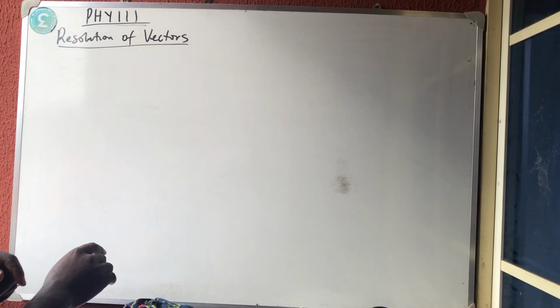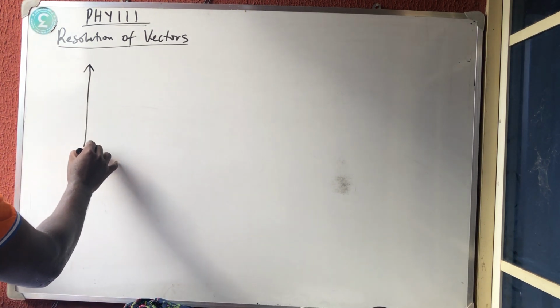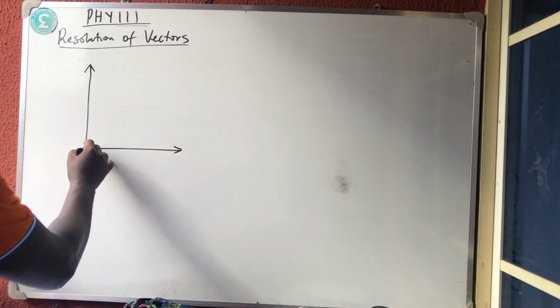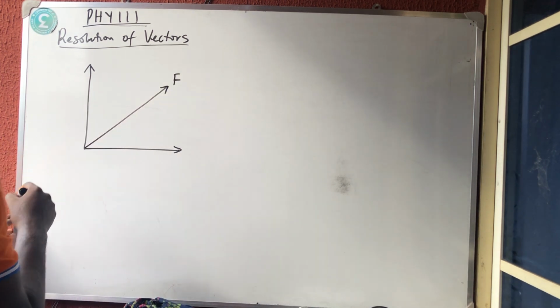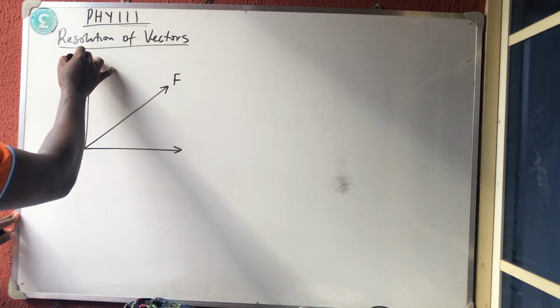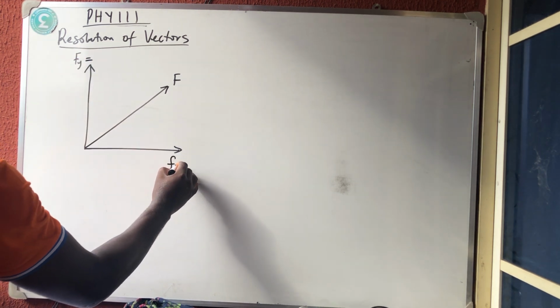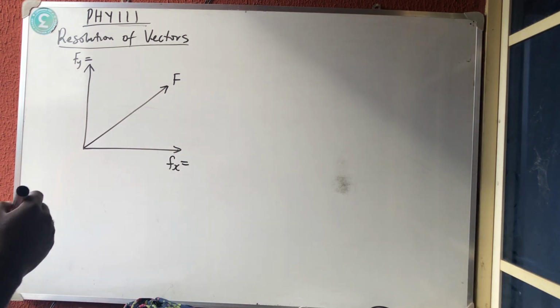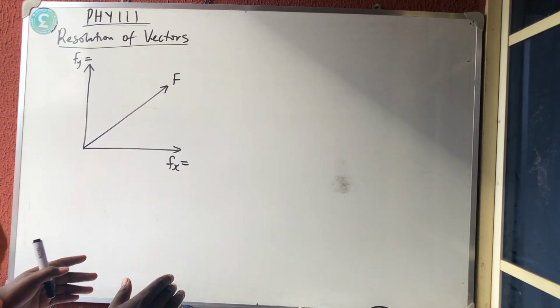Watch me now. If I have this and I have a vector here, F. This is vector F. You know that this one is the y-axis. This is F of y-axis, and this is F of x-axis. Now the problem students have is that they crammed it. They crammed it and said that if it is y-axis, it will now be sine.